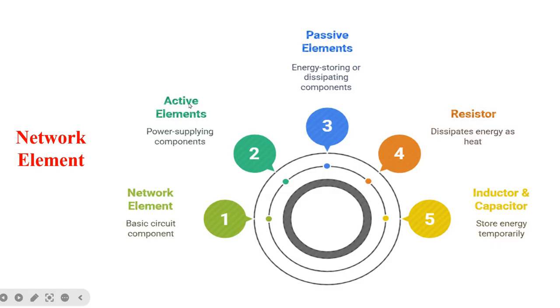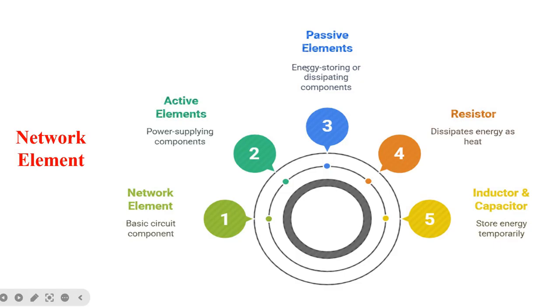Fine. Now there are two types of network elements. The network elements can be active elements or these can be passive elements. Now what are active elements? Active elements are the elements which will supply the power or the energy to the network. Which elements will supply power or energy to the network? Voltage source and the current source are some examples of the active elements which will supply the power or energy to the network.